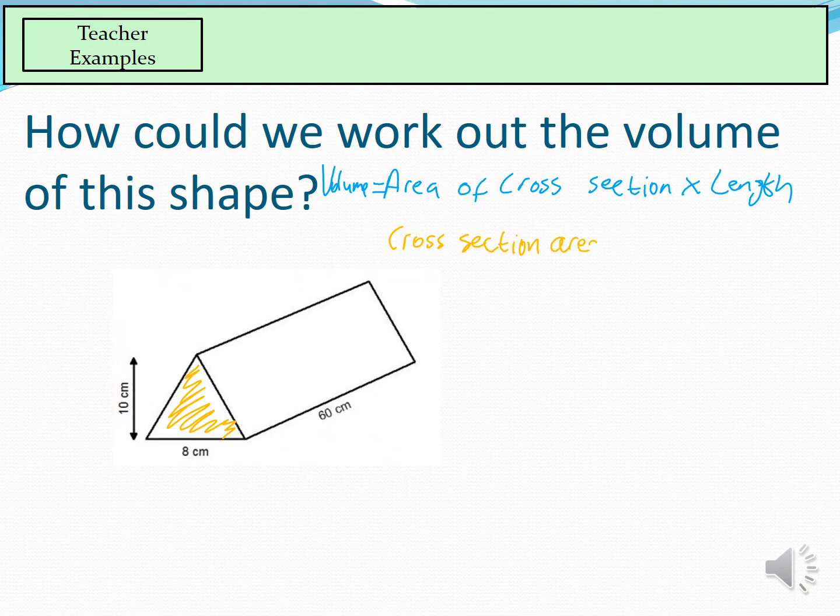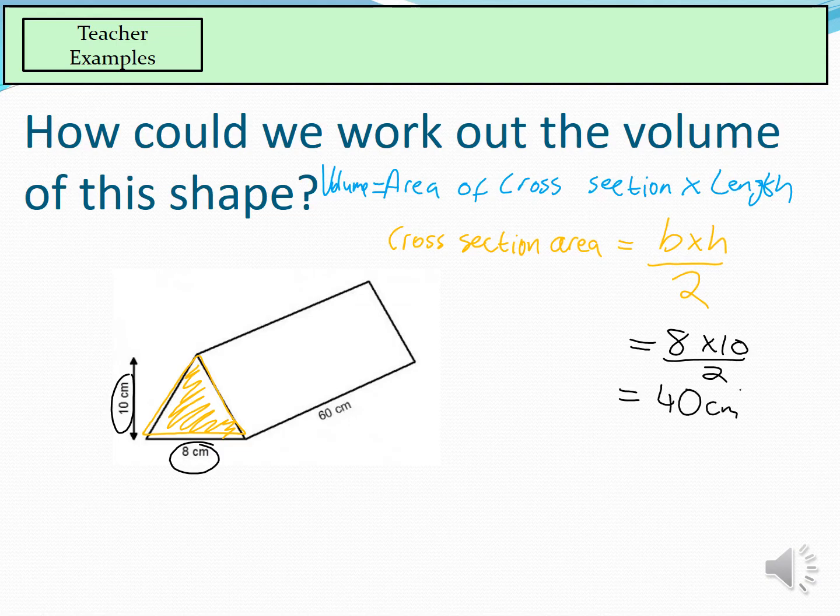Cross section area equals, how do we calculate the area of a triangle? The area of a triangle is base times height divided by 2. So the base here is 8 centimeters and the height is 10 centimeters. So it's 8 times by 10 divided by 2, and that is equals to 40 centimeters squared. Don't forget that the area is measured in units squared. I'm just going to underline our answer for the cross section.